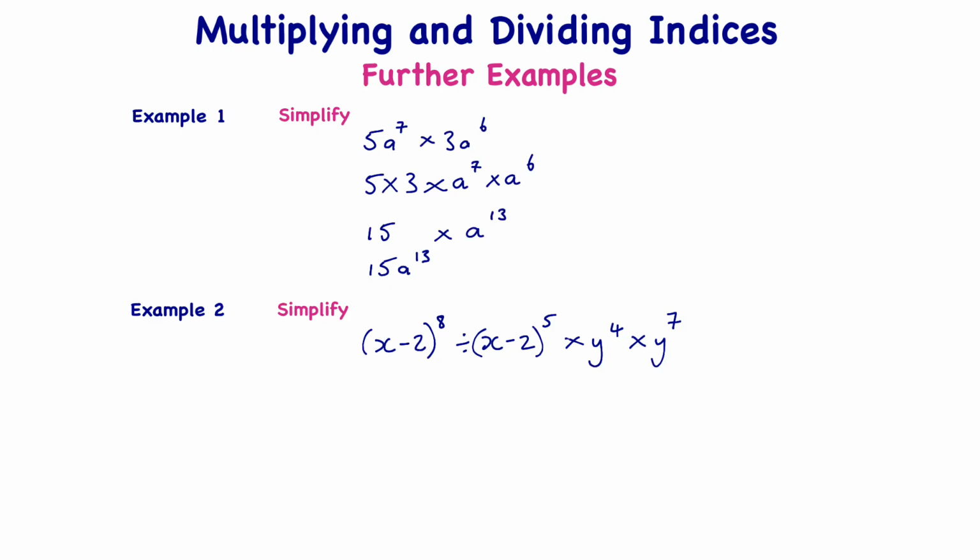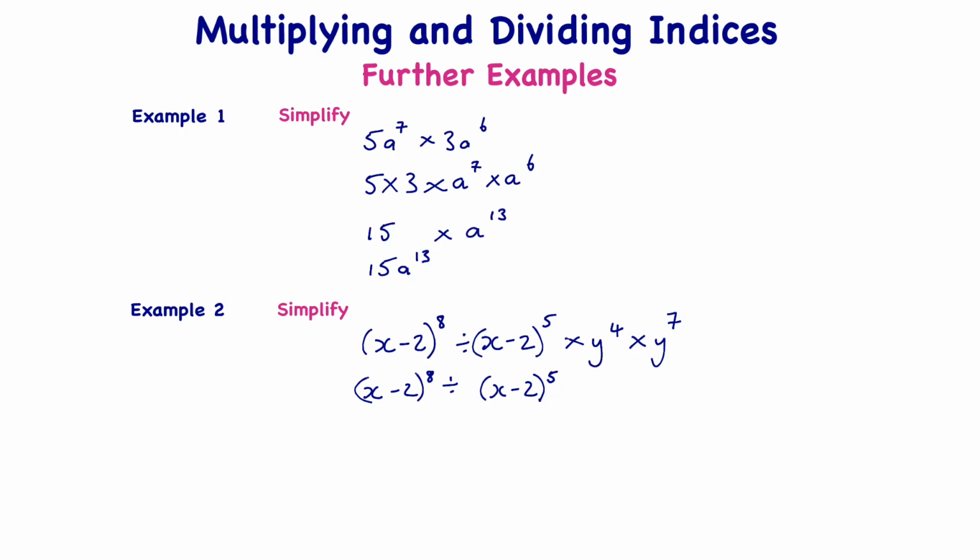Now when you first look at this, it looks quite confusing. However, it is only asking you to simplify, so if you can, simplify it. We can see that these two terms are the same, so we can use our indice rules. So let's do that first.